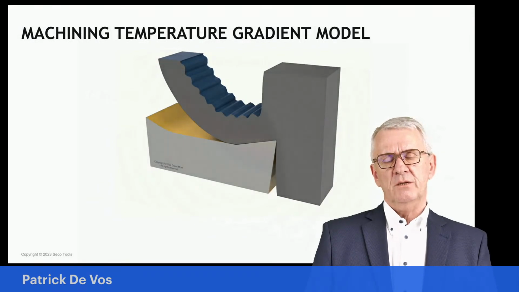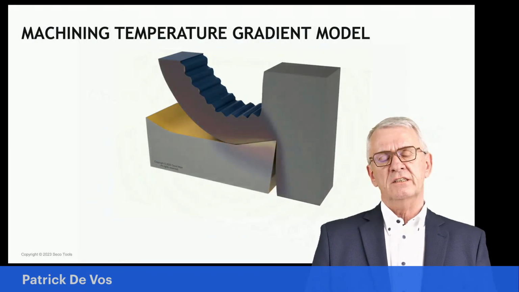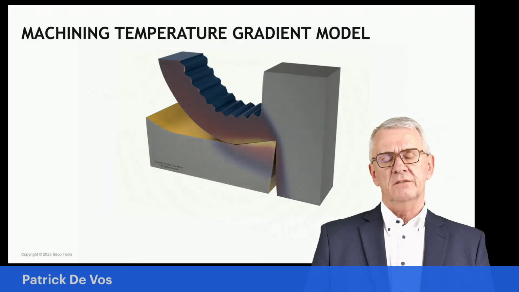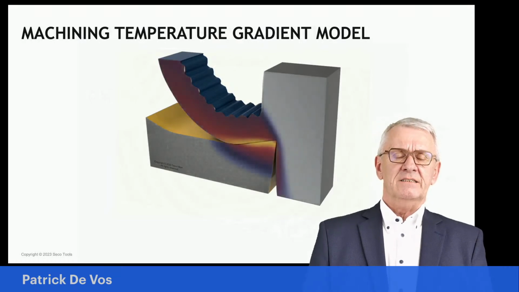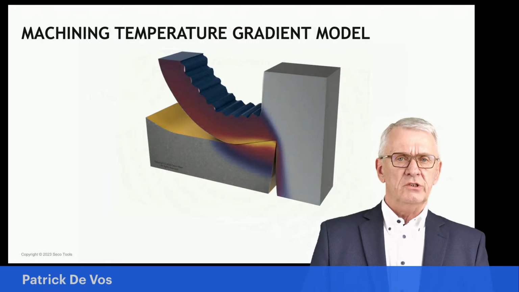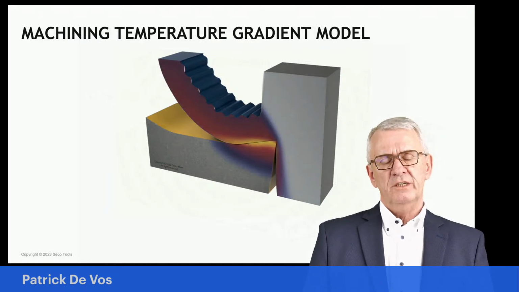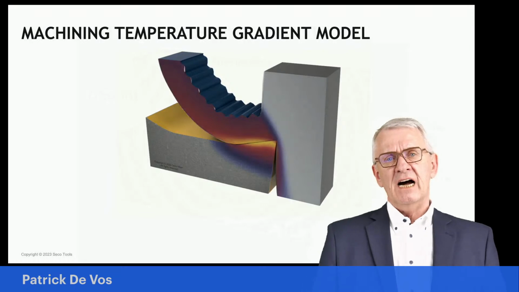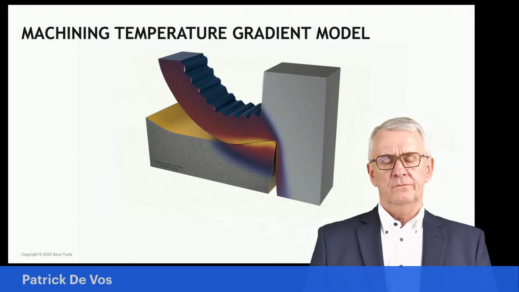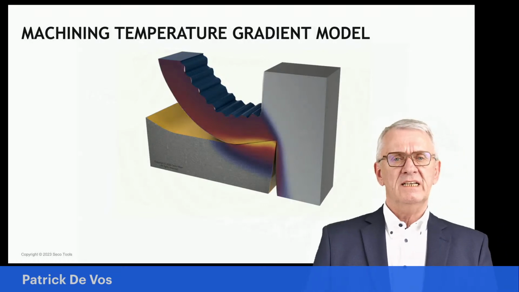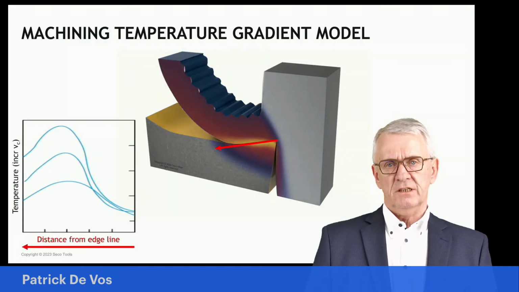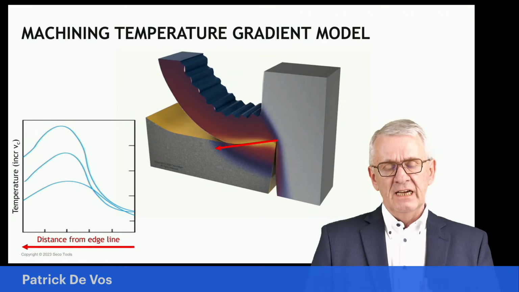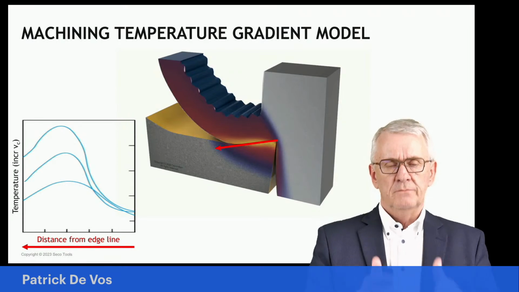So we have a machining process. Heat is generated where the material is deformed. That heat spreads out, and that leads to higher temperatures in chip, workpiece, and cutting tool. Now, there also we have to bear in mind that there is not one temperature, but there are several temperatures as the heat spreads out.